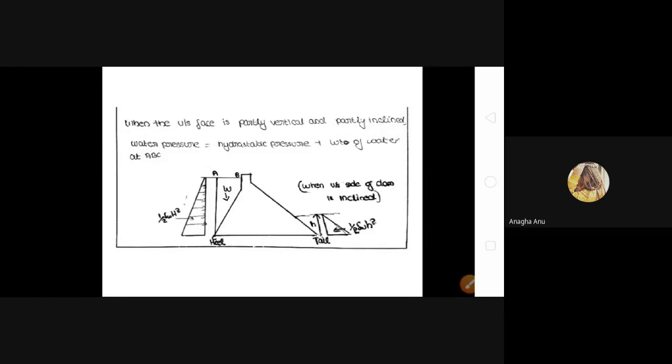Okay, that's all about the first force, that is the water pressure. Okay, do you have any doubts regarding this issue? ഒന്ന് റിപ്ലൈ ചെയ്തേ കുട്ടികളെ. Hello? Okay, do you have any doubts?